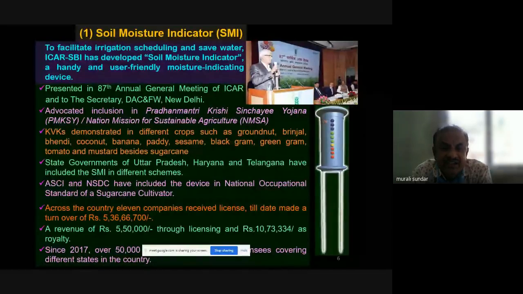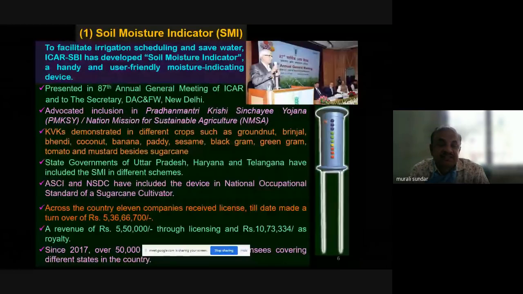A lot of KVKs demonstrated it in different crops such as groundnut, brinjal, bendi, coconut, banana, paddy, sesame, black gram, green gram, tomato, mustard, besides sugarcane. This is the advantage of this small handy device. It can be used in any crop, including potted plants.